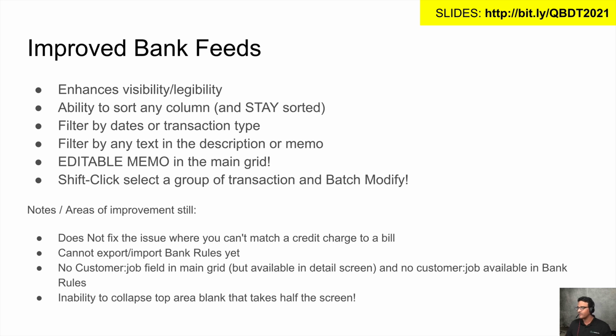So hopefully now, with this new improved bank feeds and this focus on getting bank feeds operational in a functional way, this is going to be a really positive thing for us. You can filter by dates or transaction type, which is awesome. I already found a bug with it. It kind of works, but it looks like they're going to fix it. But it's actually a huge thing. You can filter by any text, by far my favorite feature of this whole thing, and I'll demo that.